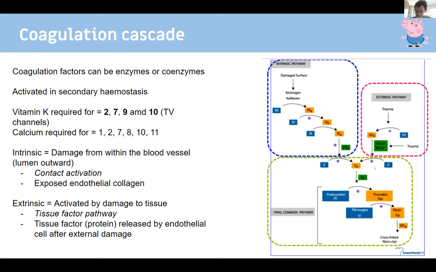There's a final common pathway, which is where both intrinsic and extrinsic pathways combine. And these combine to make fibrin, which is the end result of all of this.